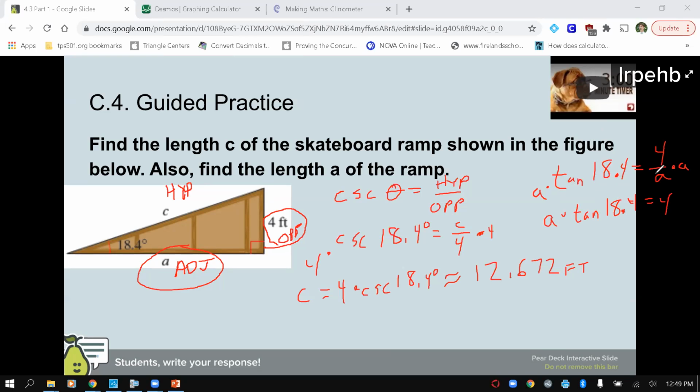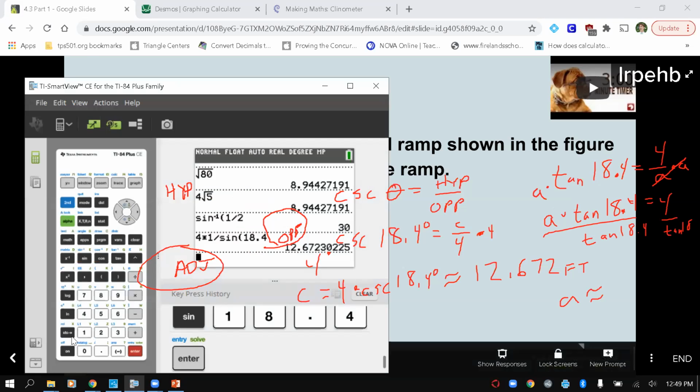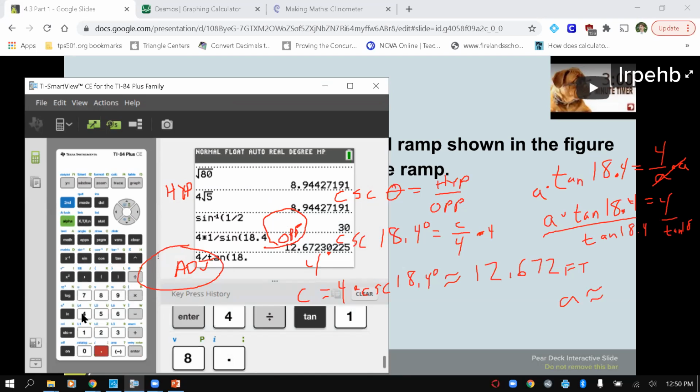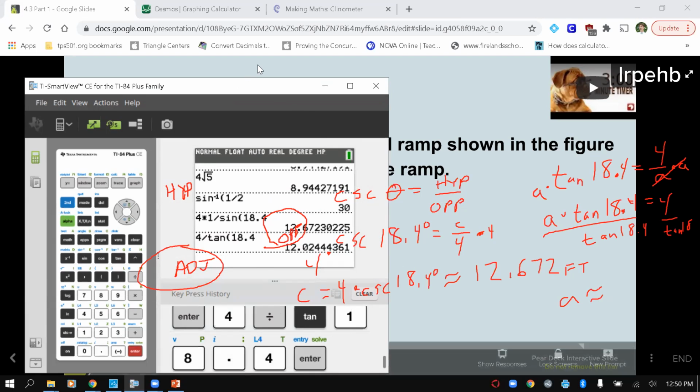Now A isn't in the bottom of a fraction anymore, which is great. But I still need to get it by itself. So I would divide both sides by the tangent of 18.4. And then you would type that into your calculator: 4 divided by the tangent of 18.4 is 12.024.